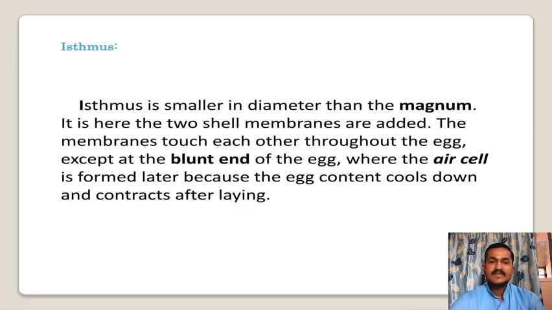Next after the magnum there is the organ known as the isthmus. The isthmus is smaller in diameter than the magnum. Understand? It's smaller in diameter as compared to the magnum. It is here that the two shell membranes are added. The membranes touch each other throughout the egg, except at the blunt end of the egg where the air cell is formed later, because the egg contents cool down and contract after laying. Clear? The egg contents cool down at the isthmus region, and it's smaller than the magnum. Clear? And it's a narrowing part.